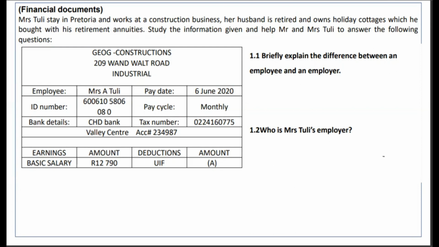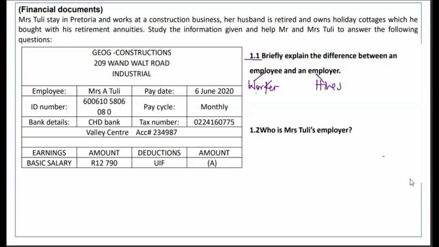Question number one is what we are looking at. We're looking at question 1.1, which says briefly explain the meaning between an employee and an employer. Now, an employee is the worker, and the employer is the owner of the business. In other words, he hires.